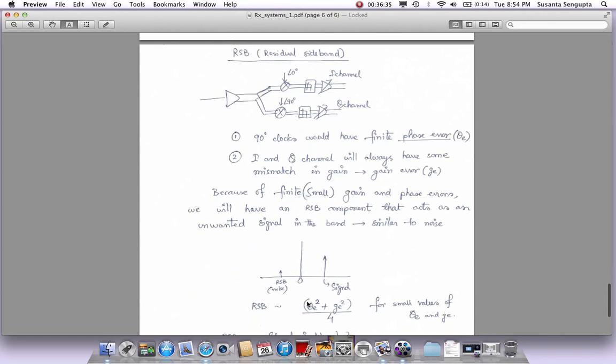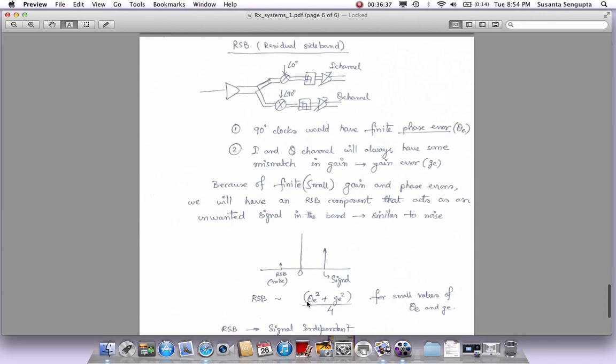The last thing that I want to cover here is the RSB that we talked about, which is called residual sideband. So as I mentioned, you have the LNA, and after that it splits into two channels. These are supposed to be identical channels, and we provide a 0-degree clock to one, and the other one is 90-degree phase shifted. That's why it's I and Q. So 90-degree clocks would have a finite phase error. It's not going to be exactly 90, it could be 90.5 or 90.1 or more, whatever it is. So there is a phase error it will have.